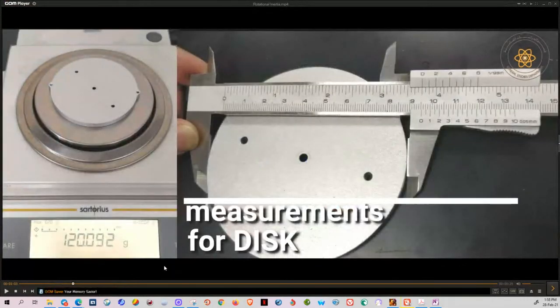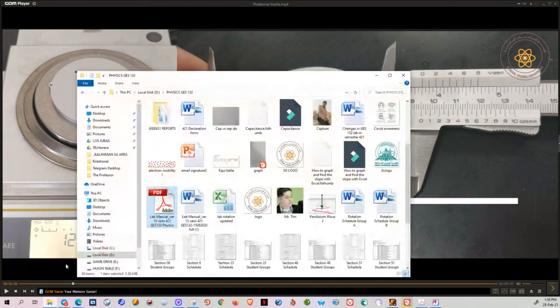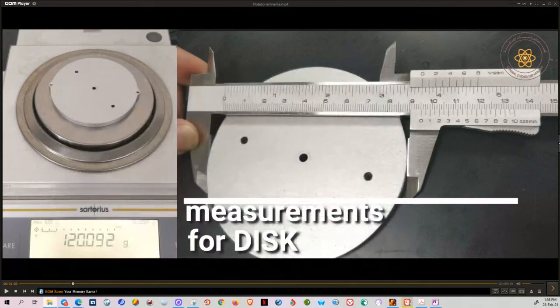Okay, that's the measurement of the disc. You can see the mass is on the screen, and you can see also the diameter of the disc is on the screen with the vernier caliper. Let's start with the mass. How much is the mass, Shabab? Anyone? 120 gram. And how do you change it to kilogram? How do you change it to kilogram?